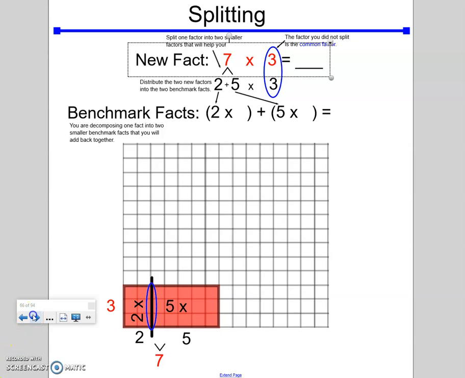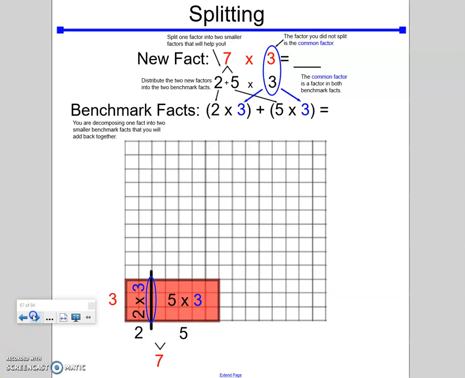The common factor, 3, is of course going to be in both benchmark facts. It's a common factor. It's in both benchmark facts and the new fact. So we now have two benchmark facts, 2 times 3 and 5 times 3, that we need to add together to find our new fact of 7 times 3.